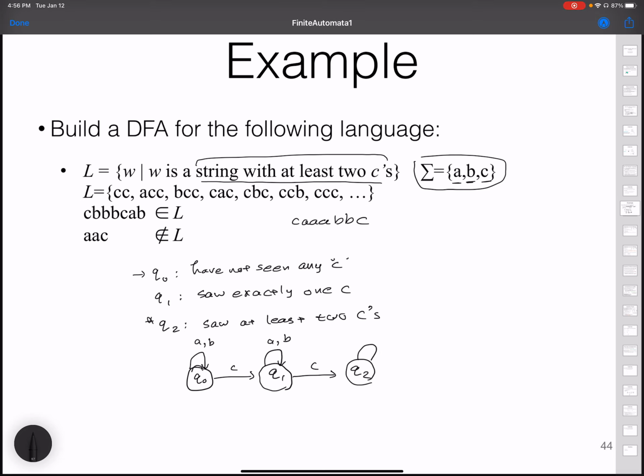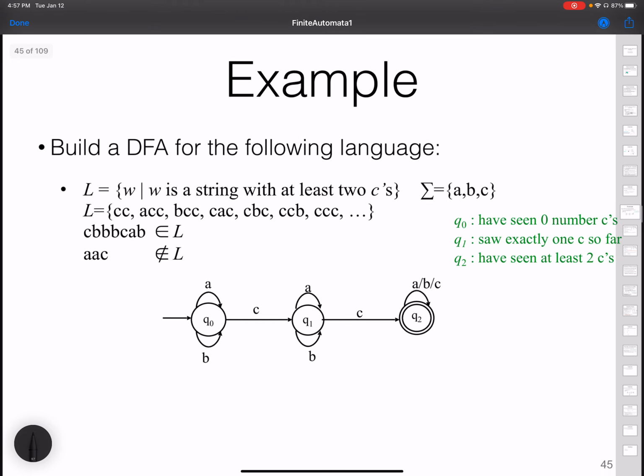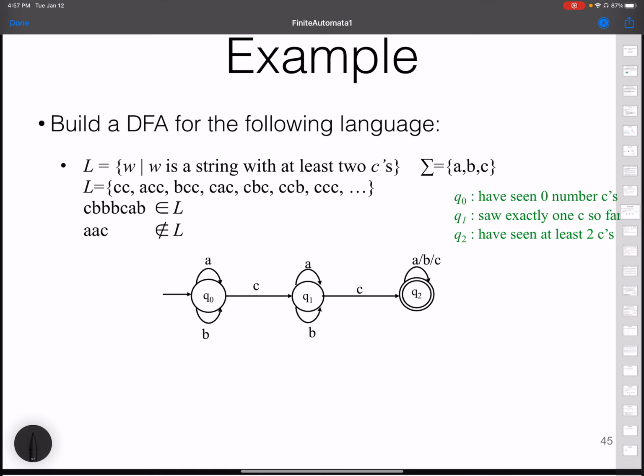And at the state Q2, it doesn't matter what you are going to see, A, B, C, you will stay at this state because you don't really care about the rest of the things. You have seen at least 2 C's. And I've marked Q2 as your accepting state as well. So here are the states and the state diagram.